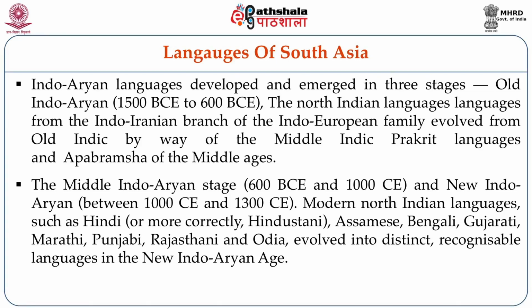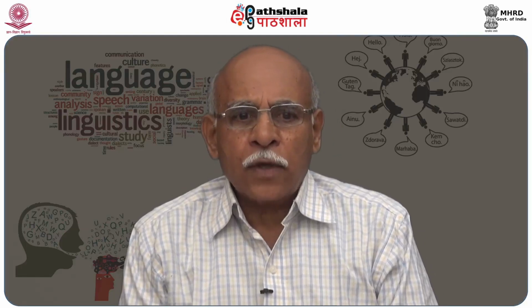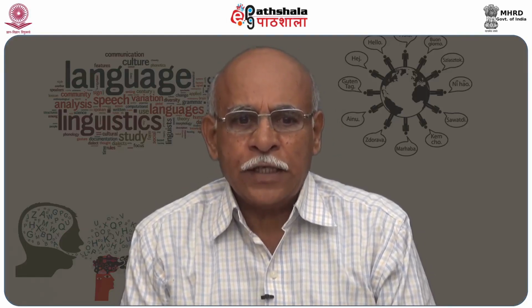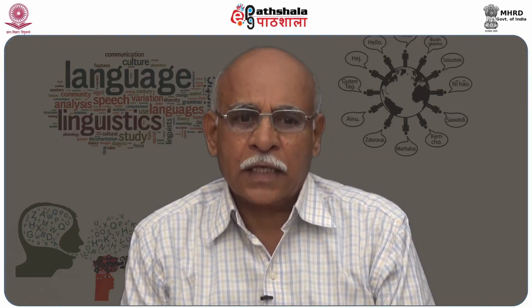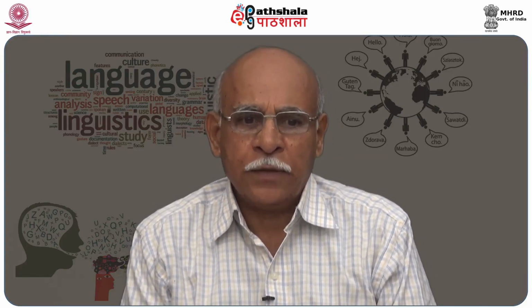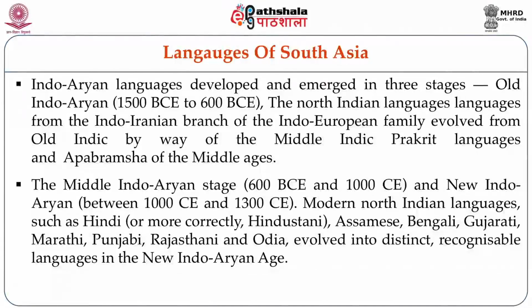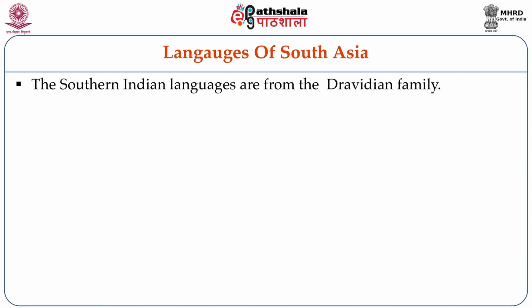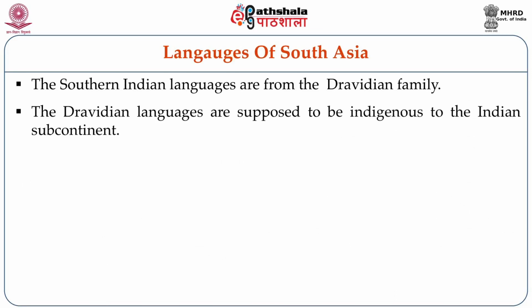So modern North Indian languages such as Hindi, or more correctly as per some scholars, Hindustani, Assamese, Bengali, Gujarati, Marathi, Punjabi, Rajasthani, and Odia evolved into distinct recognizable languages in the New Indo-Aryan age. The southern Indian languages are from the Dravidian family. The Dravidian languages are supposed to be indigenous to the Indian subcontinent.